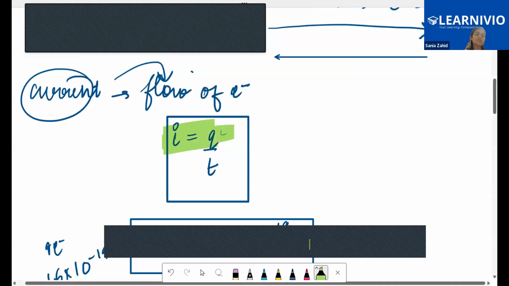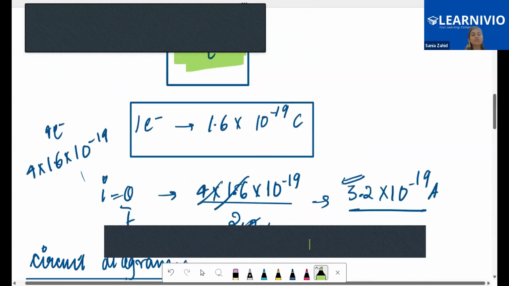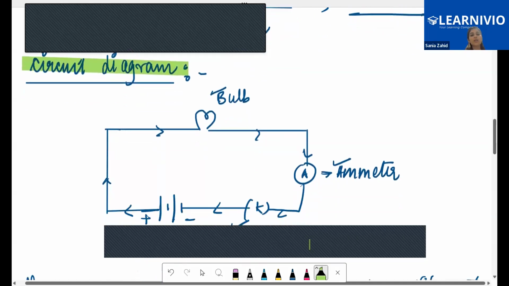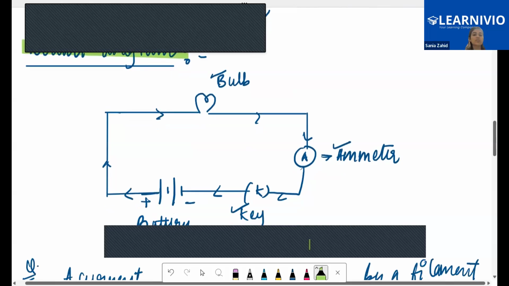Then we studied the formula for electric current, which is I equals Q by T. Then I also told you one important formula: one electron constitutes how much of the charge? It constitutes 1.6 into 10 power minus 19 coulombs. Then we studied what a circuit diagram is. A circuit diagram consists of a bulb, a battery, a key, and an ammeter.